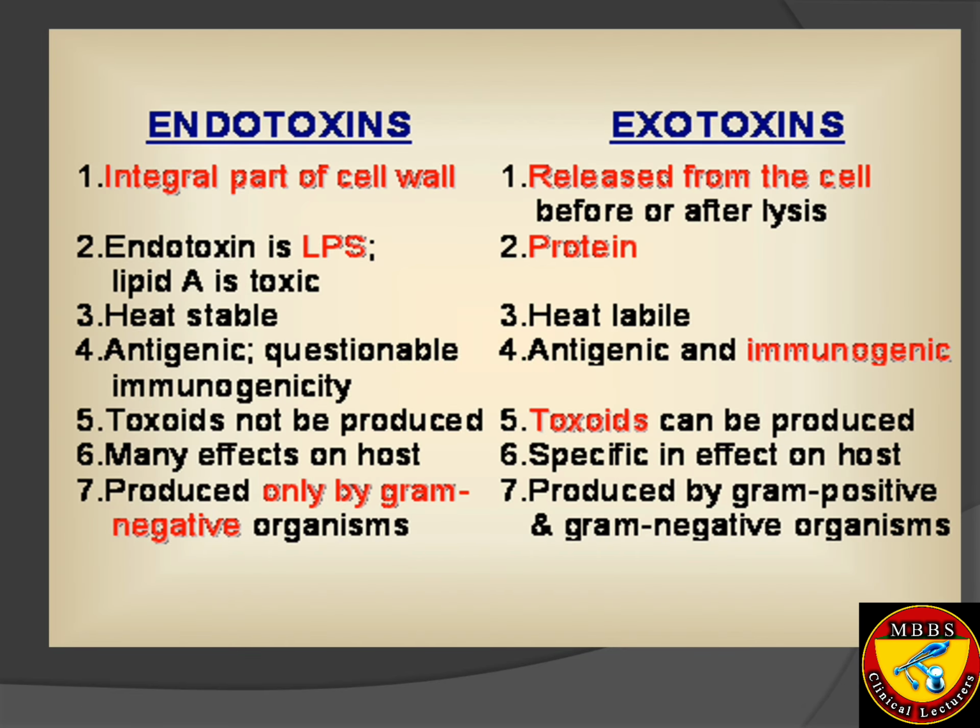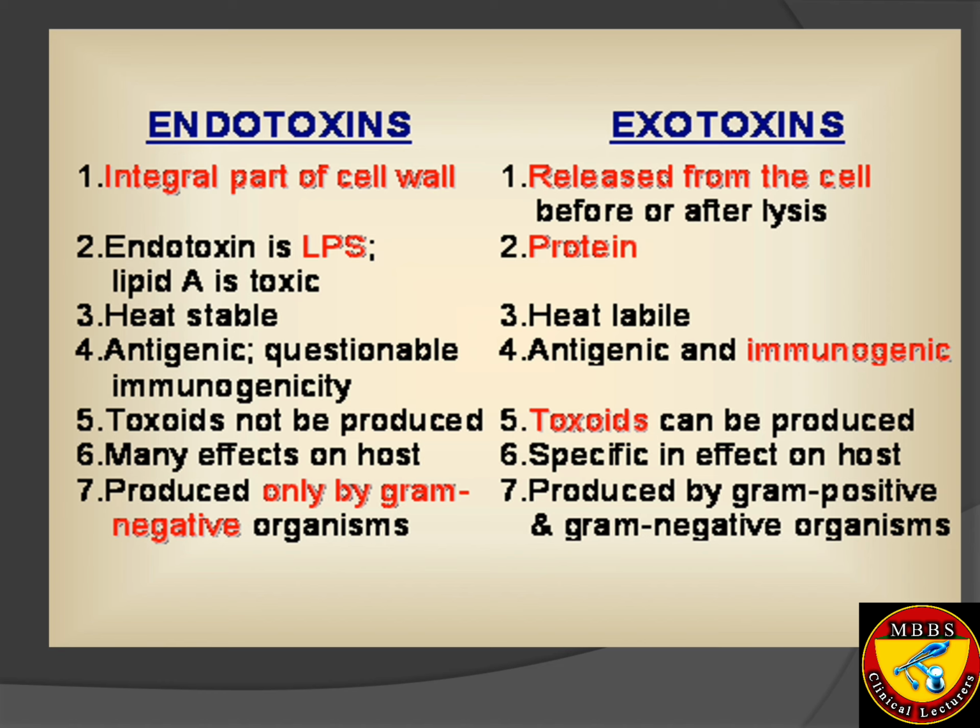So the major differences between endotoxin and exotoxins. Endotoxin is an integral part of the cell wall, and mainly endotoxin is lipopolysaccharide. The lipid A portion of the lipopolysaccharide is toxic. It's a heat stable molecule and it is antigenic, but of questionable immunogenicity. Toxoids cannot be produced from endotoxins, and many effects on the host are produced only by these gram-negative organisms.